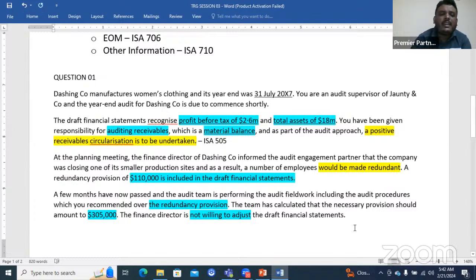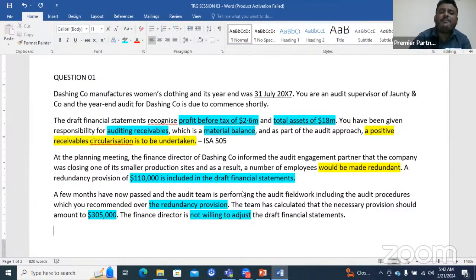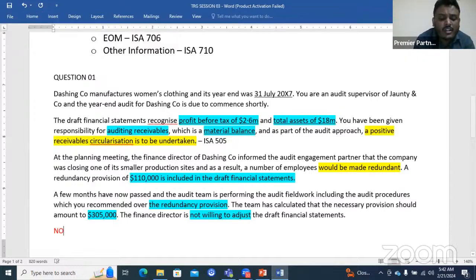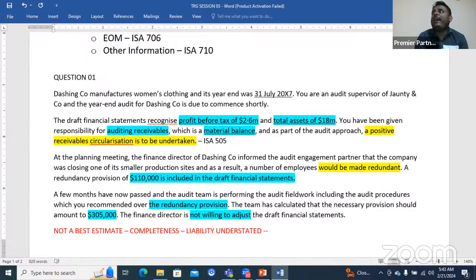The core problem I can explain in detail: it is not a best estimate. That is a requirement of the standard. By that, it affects the assertion called completeness. Completeness is an income statement assertion. Completeness is also a balance sheet assertion, right? And as a result of this completeness issue, what happened? Your liability is understated. This is the balance sheet impact because the provision is credited 110,000.